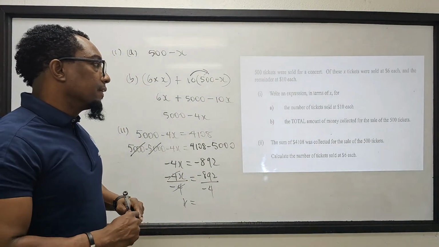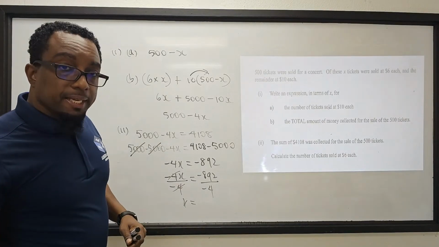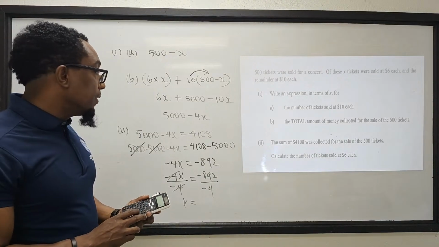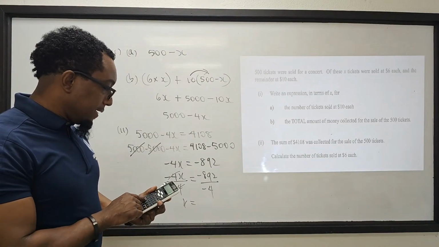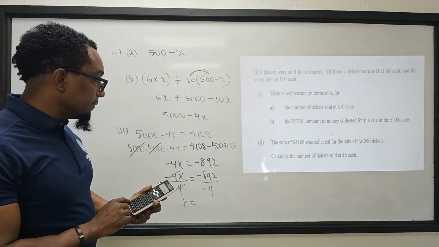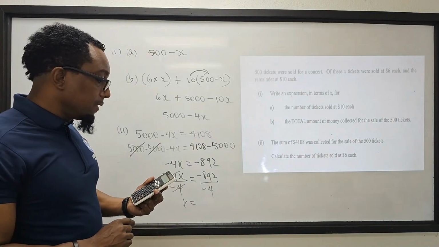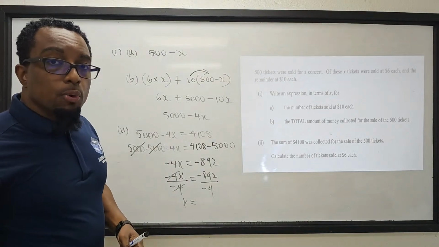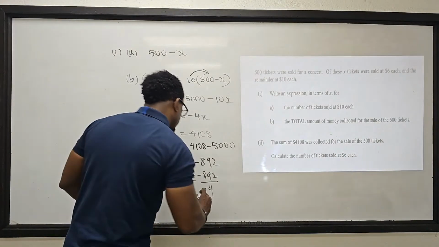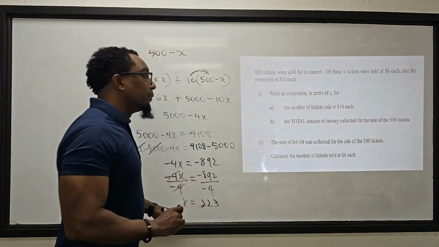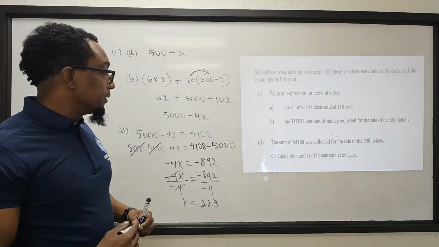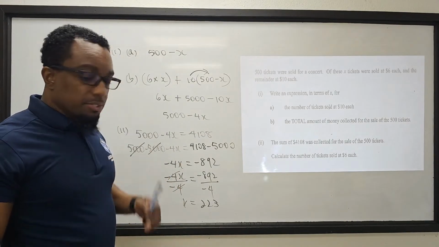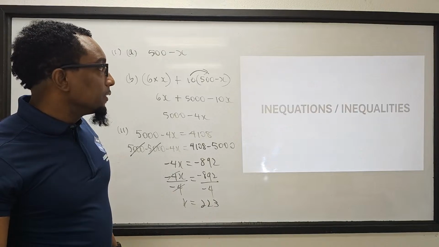Right? So we determine the number of tickets sold for $6 each, which will be your x. That's positive 892, because negative divided by negative is a positive. So that's 892 divided by 4 to give us 223 tickets we sold for $6 each. Yeah? So this is merging simplification and equations.